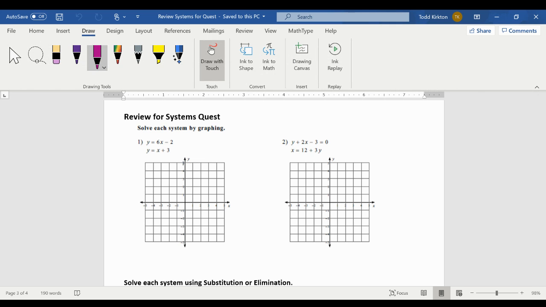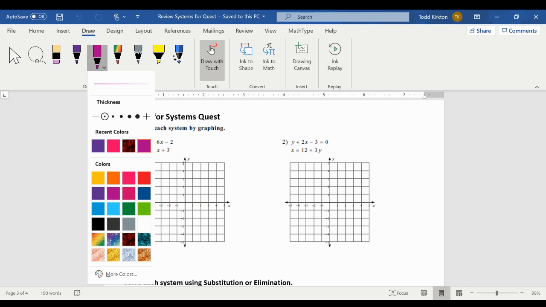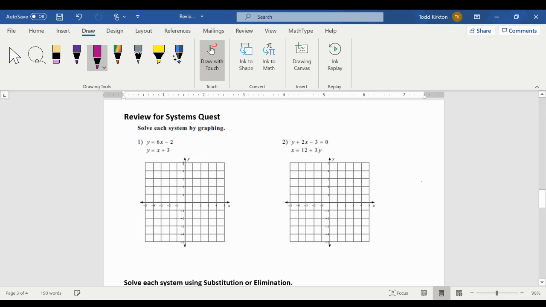I'm going to work through the different problems here so that you get a chance to review for the quiz in case you miss something or don't understand. So first of all, we're going to solve these by graphing.